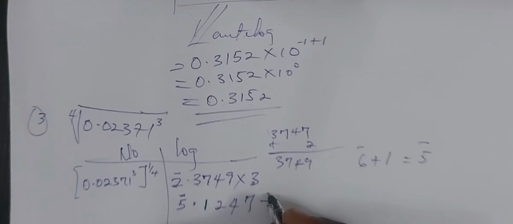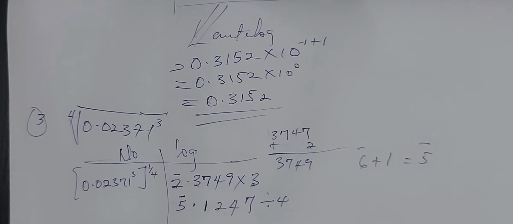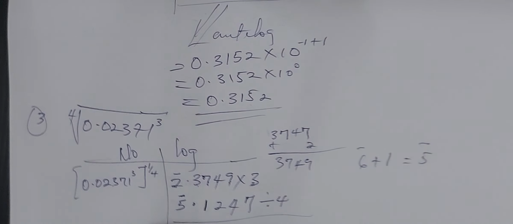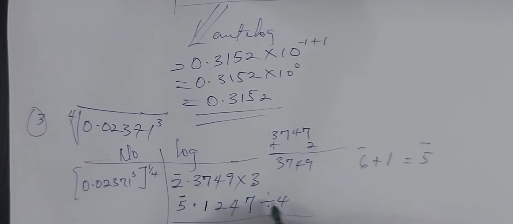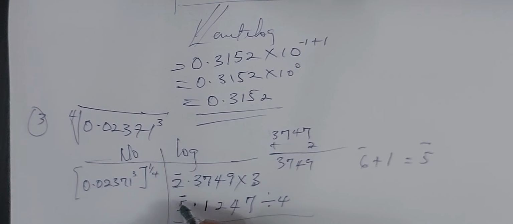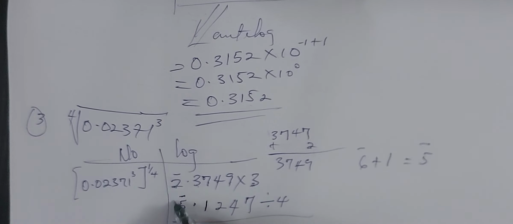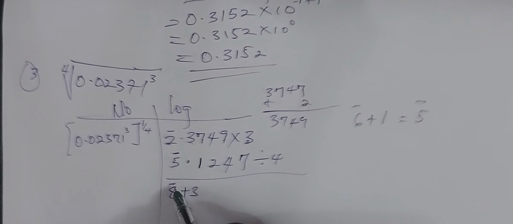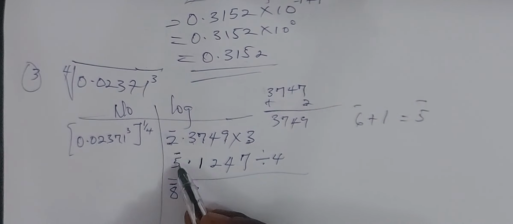So let's divide this by 4. How are we going to do it? We need to rewrite this number so that when we divide by 4, it does not have a decimal. It must be a whole number. How do we make this remain and still be divisible by 4? We have bar 8 plus 3, which is still the same thing as bar 5.